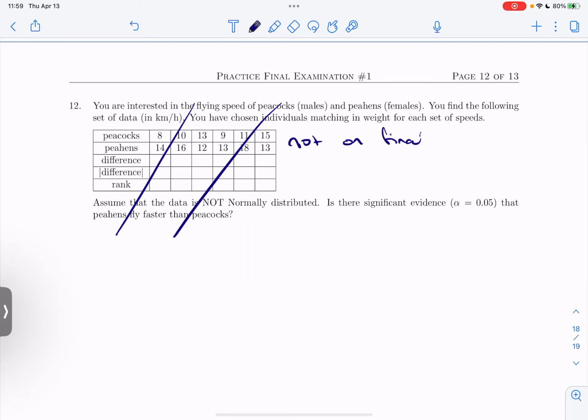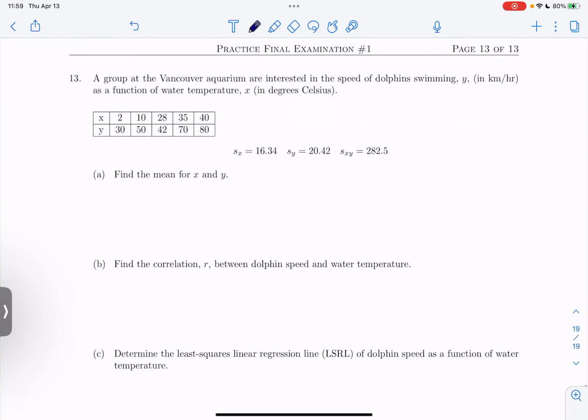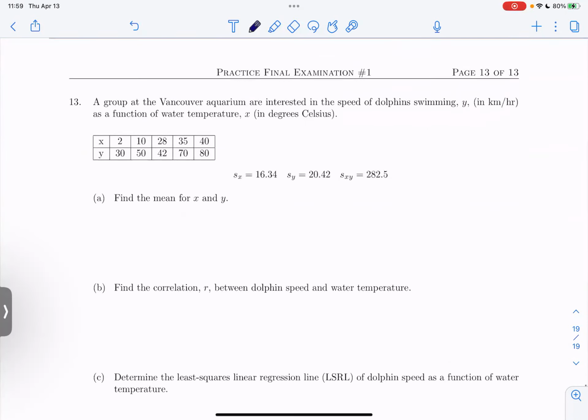This one actually wasn't supposed to be on here. We didn't do this. Let me see here. Okay.